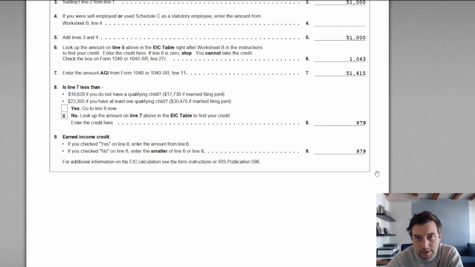So now, here's the final step, right? What's the earned income credit amount? If you checked yes on line 8, enter the amount from line 6. If you check no on line 8, enter the smaller of line 6 or line 8. Well, in our case here, we checked no, so we're entering the smaller of line 6, 1,043, or line 8, 979. The smaller balance here is the 979, all right? So we've got our 979 figure there.